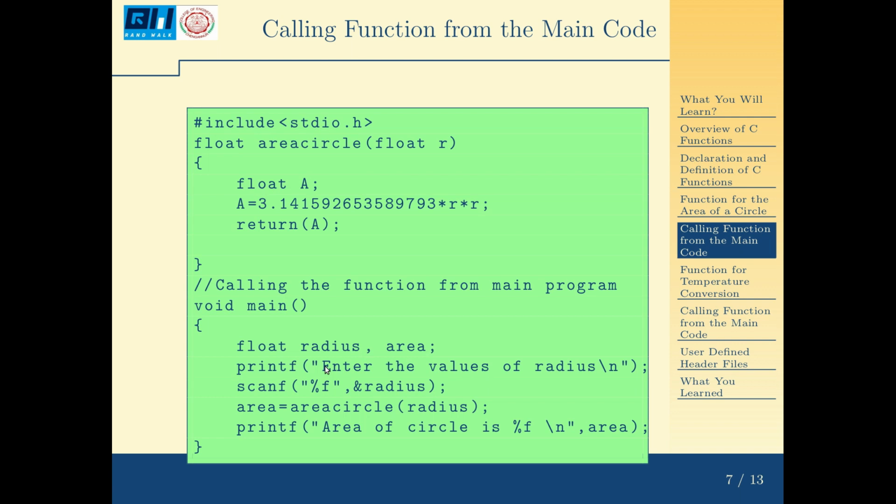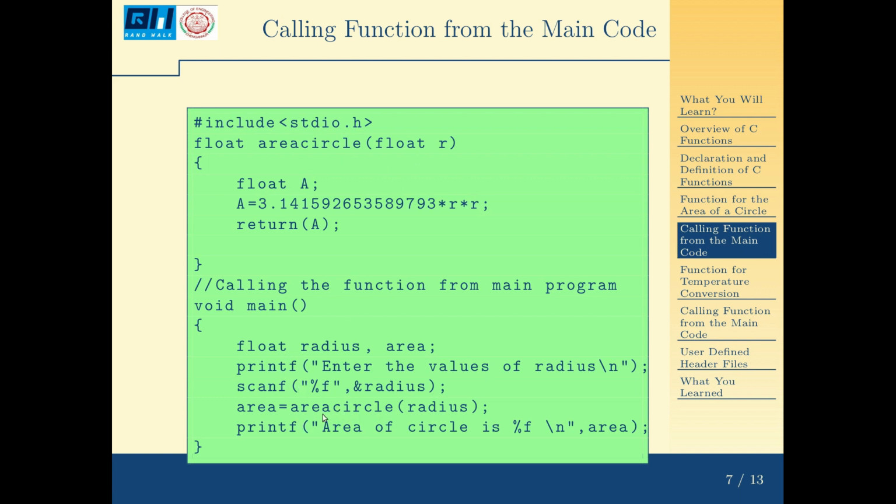So what I do is I give a prompt to the user, that is printf enter the value of radius, and scanf %f ampersand radius. So whatever number is keyed in, that is stored as a floating point value in the variable radius. So that's a memory location called radius. And now it computes the area as area equal to area circle. Now here my main code is calling this function area circle.